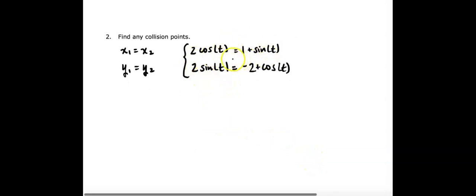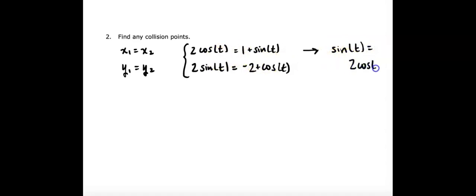So now we're going to do this by substitution. If I take this first equation, for example, and if I call this sine of t is equal to 2 cosine of t minus 1, just solving for sine of t, then I can plug this sine of t into the second equation. And I can get 2 times 2 cosine of t minus 1 is equal to negative 2 plus cosine of t.